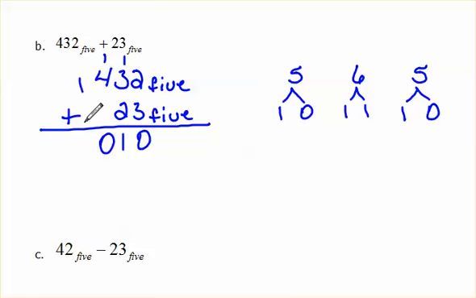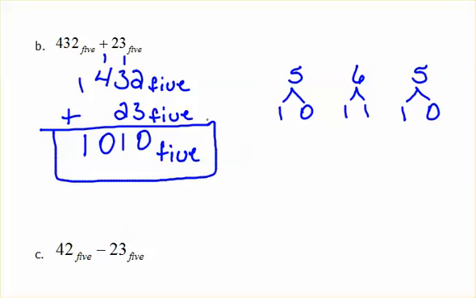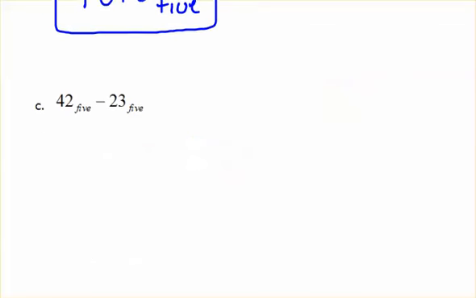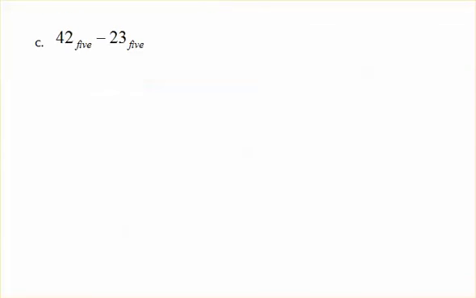Now we're moving to the 5 to the third column. So one of those groups plus none of those groups is one of those groups. So 432 base 5 plus 23 base 5 would be 1010 base 5. Very cool, right?